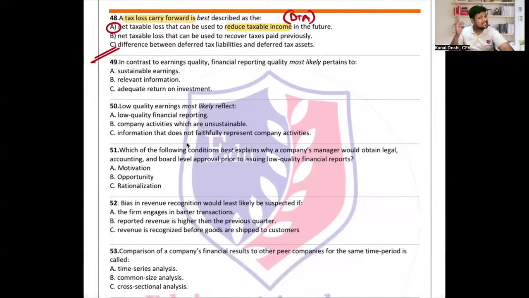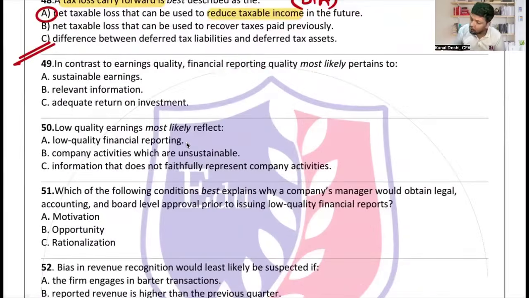Now, if you notice the last three readings of your FSA, they are financial reporting quality, financial statement ratios, and financial statement modeling. Of that, financial reporting quality is very important because it talks about reporting quality and earnings quality. Reporting quality means: is your report in compliance with the GAAP and the accounting standards? Is it having all the information, right?